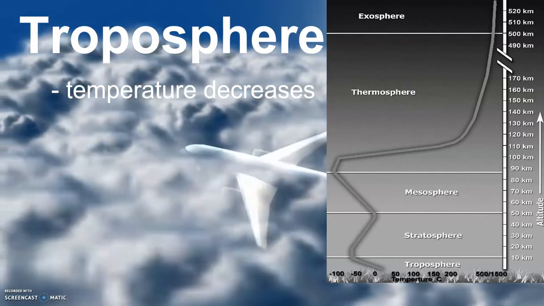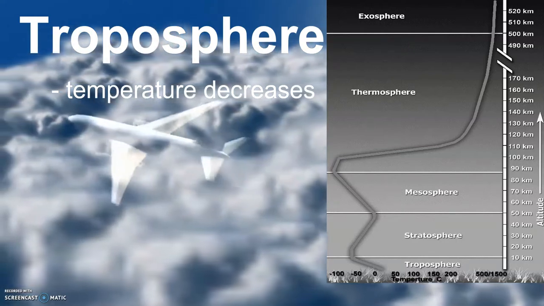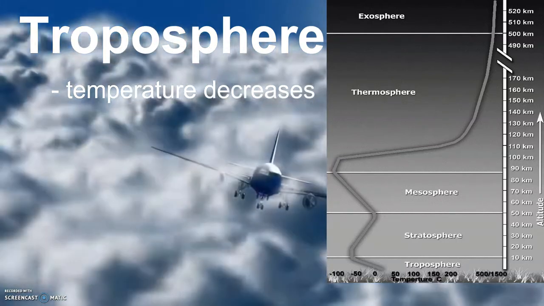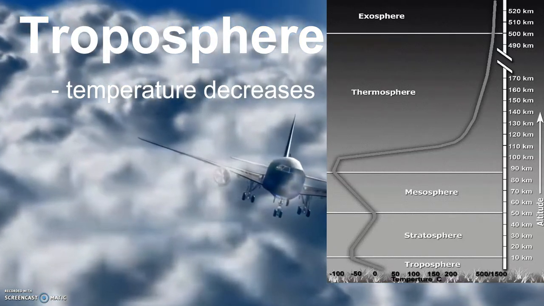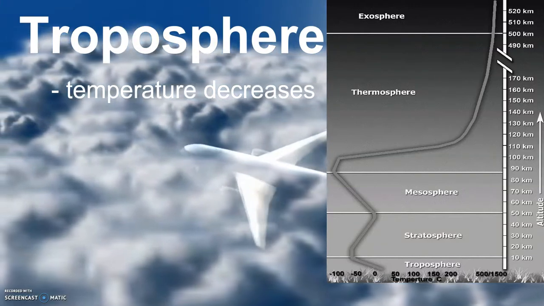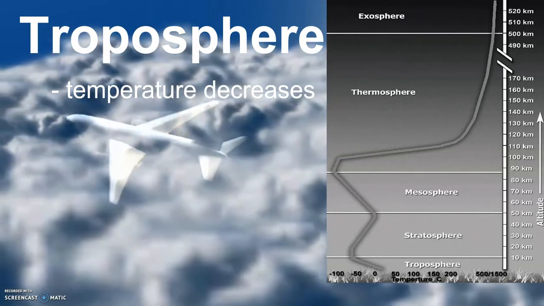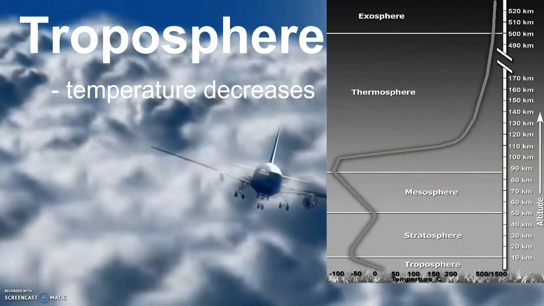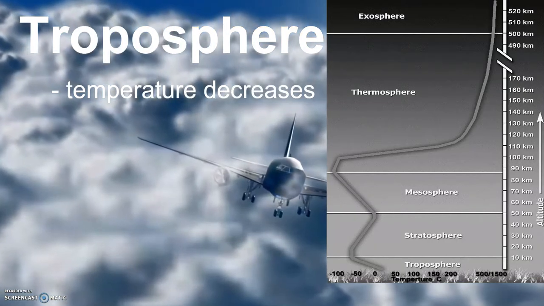And another feature of the troposphere is temperature decreases as altitude increases, as you can see in the graph at the right side. And by the way, besides that, planes passing through this troposphere, the passengers are having a bumpy ride because of the clouds. And another thing is, in the troposphere, it's the place where we live.